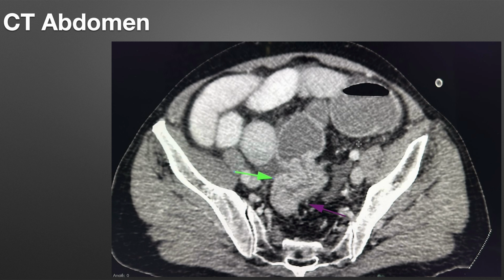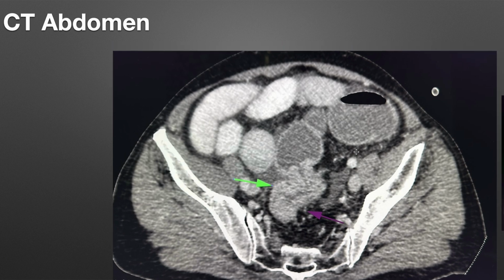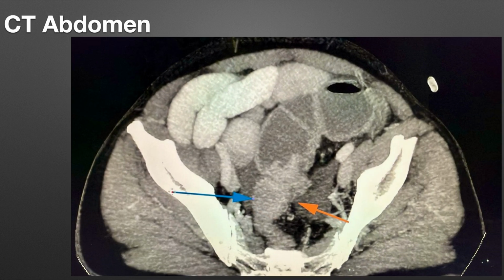This CT scan image shows a mural thickening of the sigmoid colon with narrowing, causing almost complete obstruction and proximal dilatation of the colon. This is another image which shows the length of the obstructed sigmoid colon with proximal dilatation.